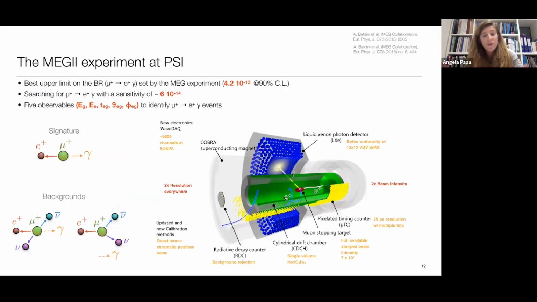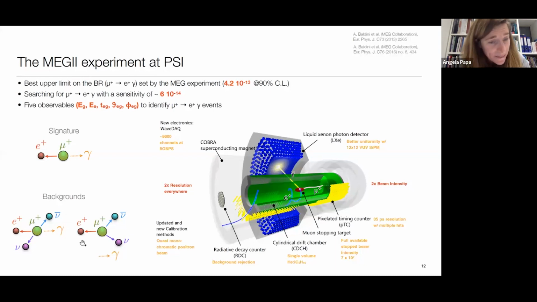Now, how the experiment looks is sketched here. We are stopping the muons in a very thin target, and the aim is to measure very precisely the particles coming from the decay of the muon into a positron and a gamma. So we have to measure very precisely the energy of the two particles, the relative time, and the relative direction, and this helps us fight against the backgrounds.